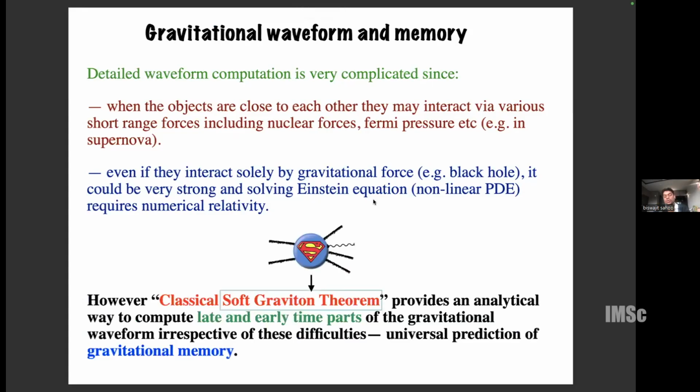However, as I will show, the classical soft graviton theorem, this will be one of the first part of the topic of the first part of my seminar. This basically provides an analytical way to compute the late and early time parts of these gravitational waveform templates, irrespective of all difficulties. And this provides some universal prediction for gravitational memory, which will be observed in the near future.